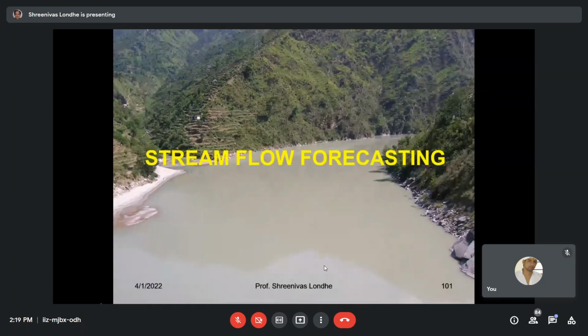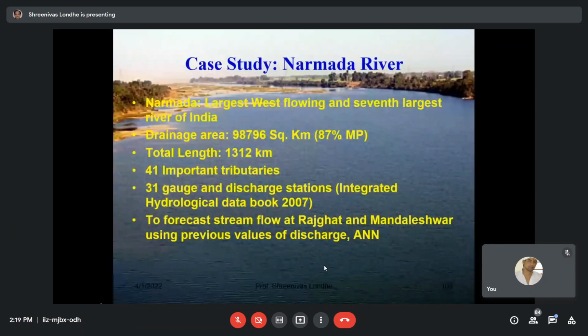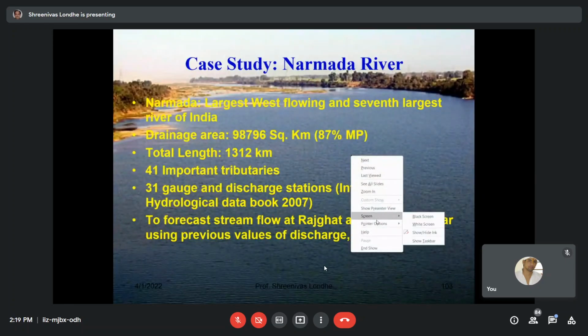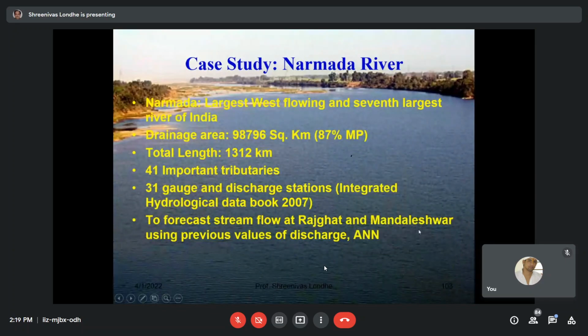The first and foremost important for a country like India is stream flow forecasting. Mind well, I'm purposely using the words stream flow forecasting, not discharge or runoff forecasting. It means I'm not going to convert rainfall into runoff. Instead, I am going to work on stream flow, that is the discharge which is flowing in the river at any time. My purpose here is to forecast the discharge flowing in river Narmada at two stations.